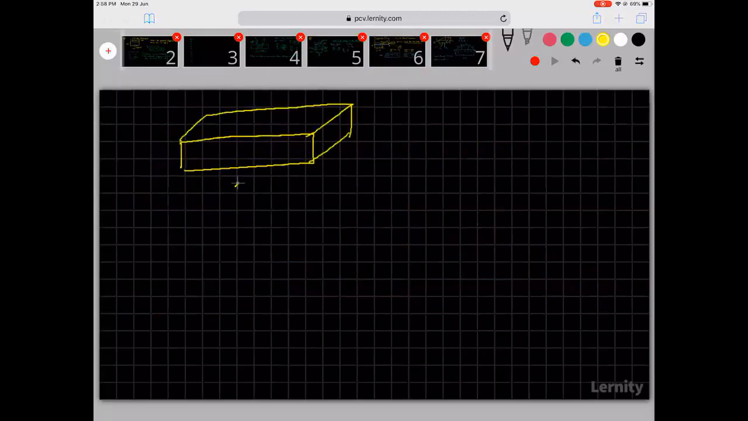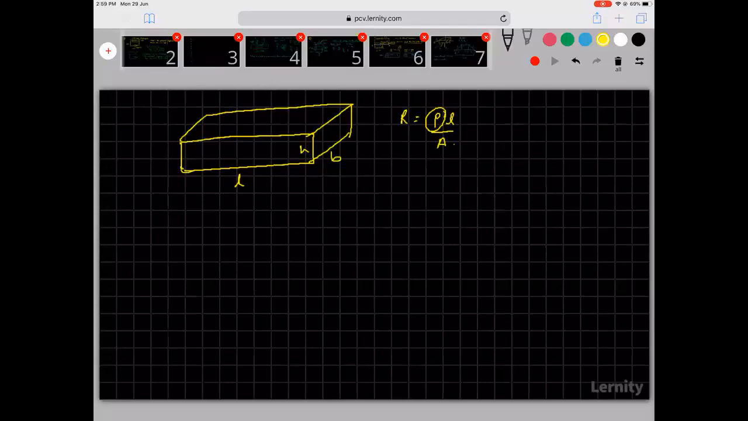So this one is L, this one is B, this one is H. And you know R is equal to rho L by A. So understand the resistivity. Resistivity depends on the nature of the material. Since the material is the same in each direction, resistivity will be the same.